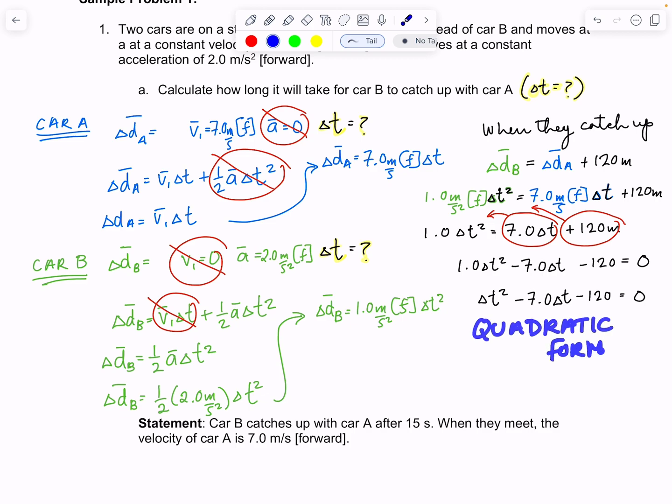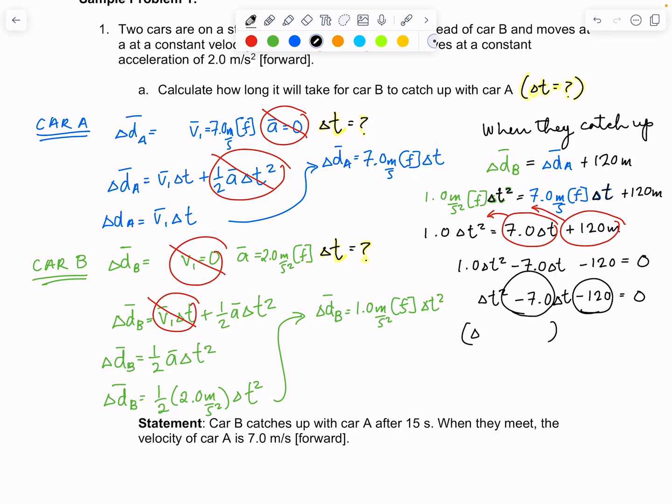Let's try factoring first. If we were to factor, we would need to find two numbers that multiply to negative 120 and add to negative 7. And we would have delta t equals 0. Are there two numbers that multiply to negative 120 and add to negative 7?